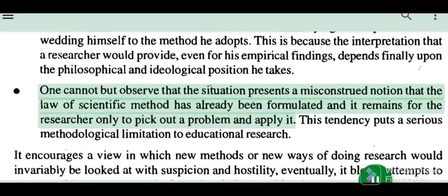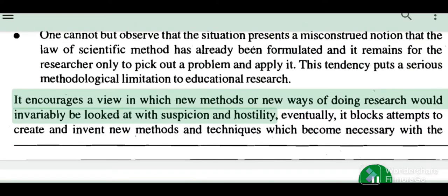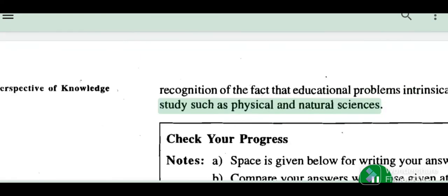One cannot but observe that the situation presents a misconstrued notion that the law of scientific method has already been formulated and it remains for the researcher only to pick out a problem and apply it. This tendency puts a serious methodological limitation to educational research. It encourages a view in which new methods or new ways of doing research would invariably be looked at with suspicion and hostility. Eventually, it blocks attempts to recognize the fact that educational problems intrinsically vary from other fields of study such as physical and natural sciences.